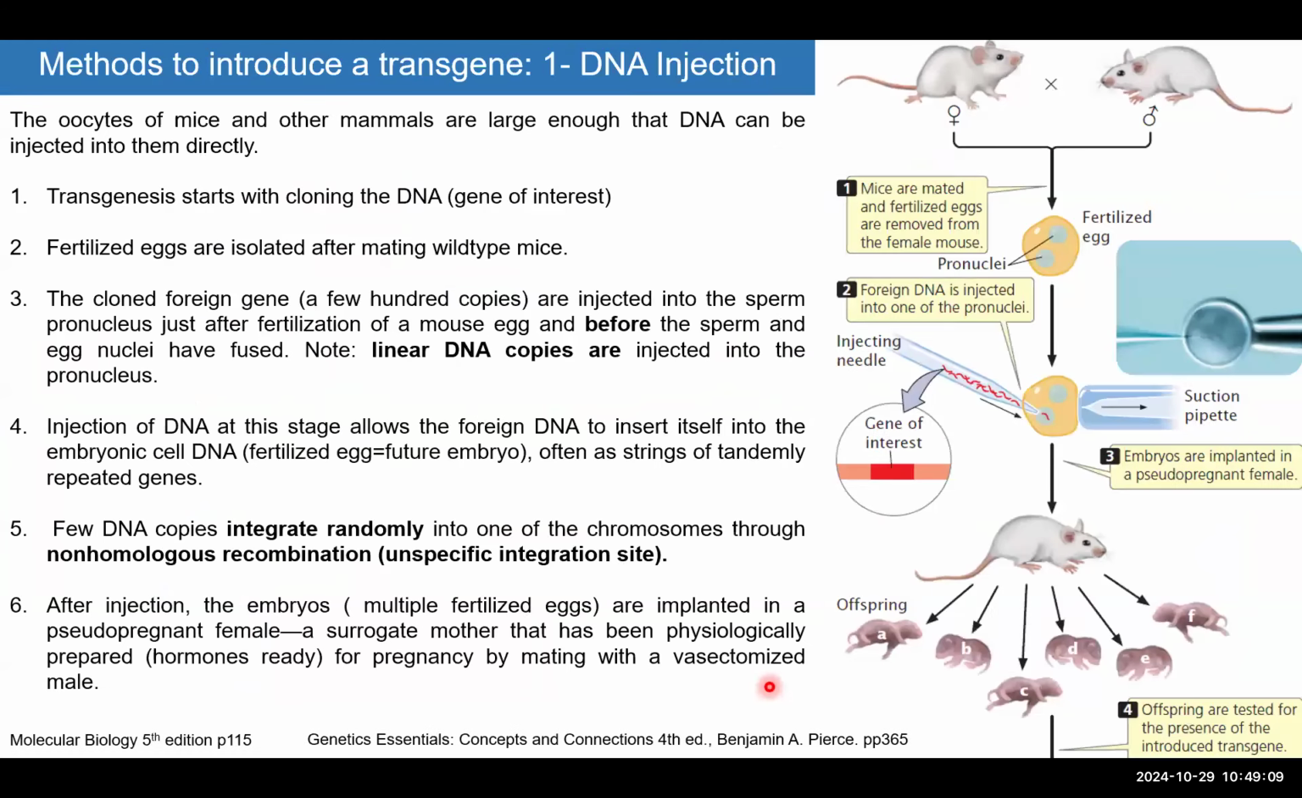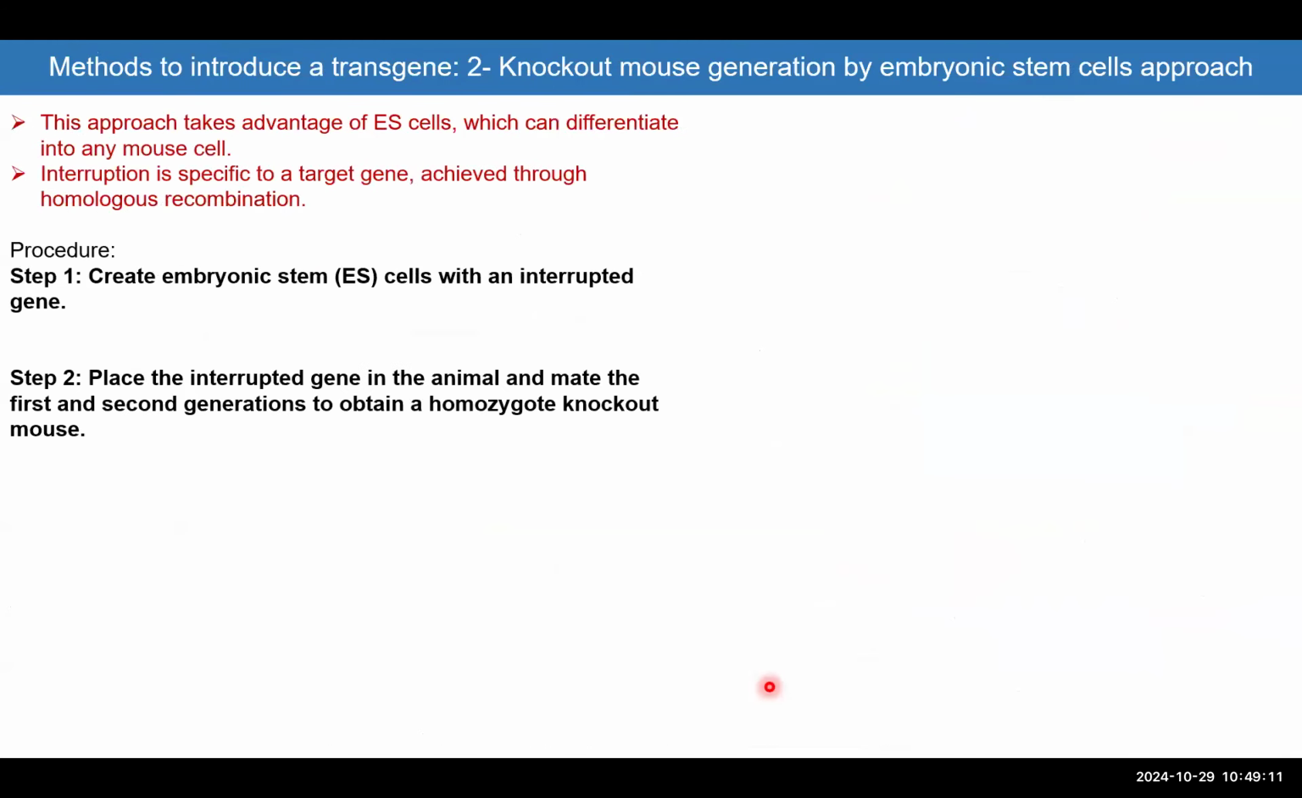So what are the advantages of performing this type of transgene introduction? The approach of using the embryonic stem cells is mainly dependent on the fact that the embryonic stem cells can differentiate to any cell type in the mouse.